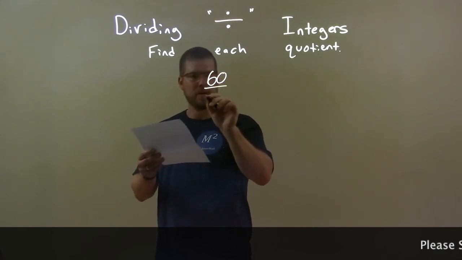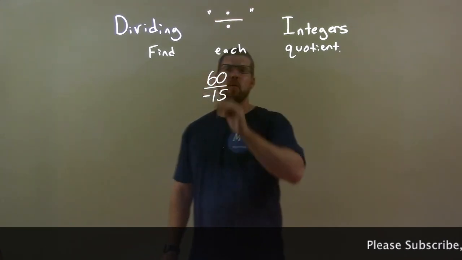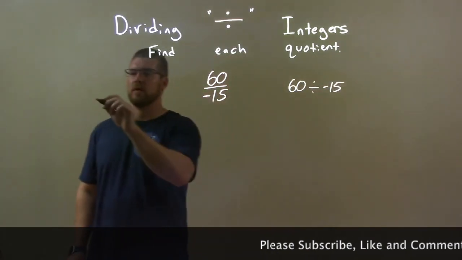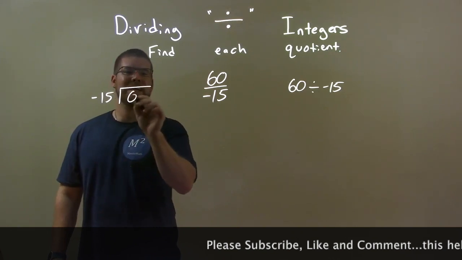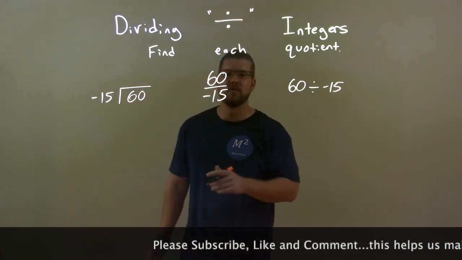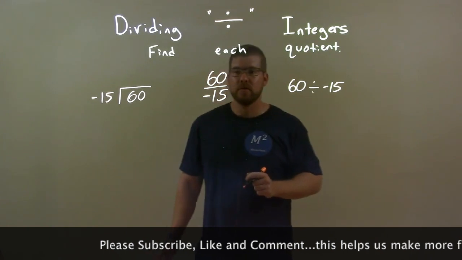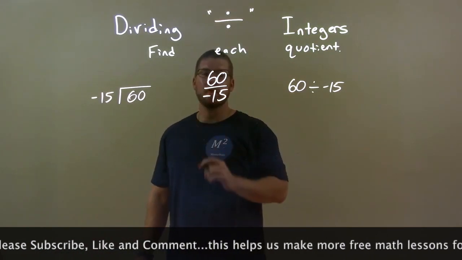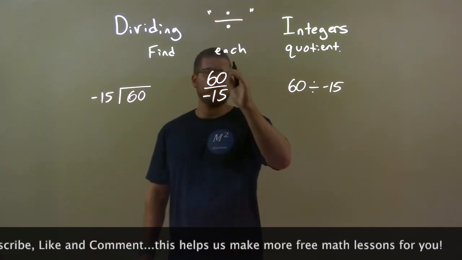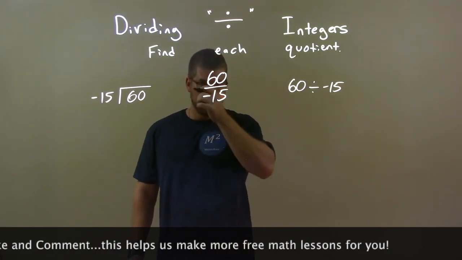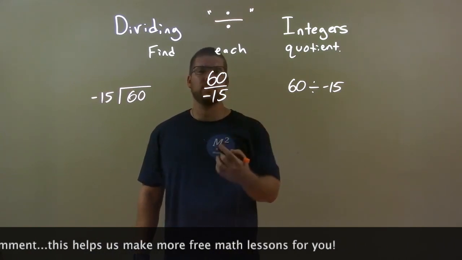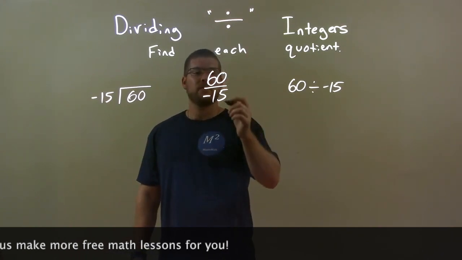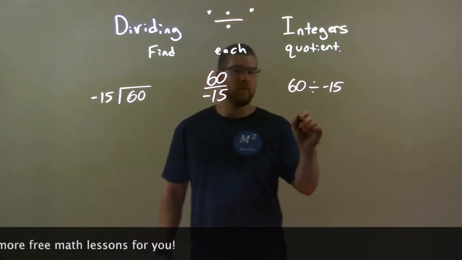60 over -15. We know we can write this as 60 divided by -15, or long division, -15 goes into 60. The question is the same for all 3 of these, okay? What is 60 divided by -15? Well, first I ignore the negative, okay? And I think of it just as 60 divided by 15. Well, we know 15 times 2 is 30, and 30 is half of 60. So that comes out to be 4 times, right?